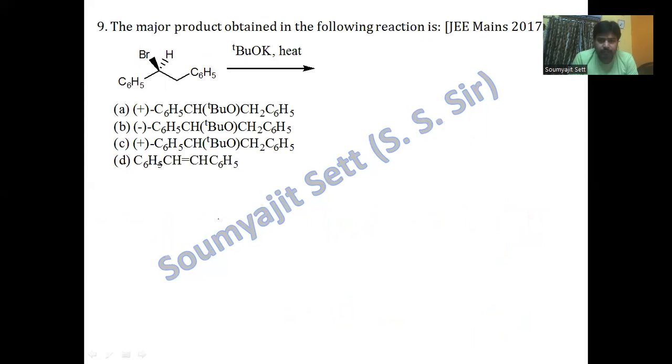This is a very simple question. C6H5. Okay. Now, in presence of potassium tertiary butoxide, the beta hydrogen, which is anti-periplanar to the Br, will be abstracted. And we will get this molecule.